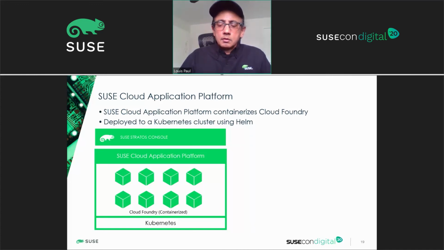So this is just some stack diagrams that indicate what we run on top of. Earlier we talked about Stratos console running on top of SUSE Cloud Application Platform. And SUSE Cloud Application Platform itself runs on multi-cloud and on-premise on a Kubernetes cluster. The Kubernetes cluster is just a compliant Kubernetes cluster from CNCF. Any of them works with our Cloud Application Platform.